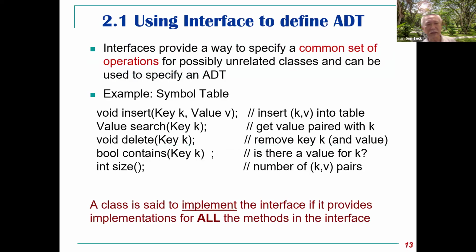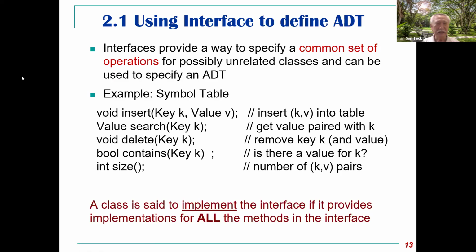So when you want to create an ADT, you create an interface first. For example, in this case, the interface tells you all the functions: you can do insert, you can do search, you can do delete, you can check the contents, and you can look at the size. Normally you put comments inside the interface. Later we are going to see that we are using the .h file, so all these comments are important.